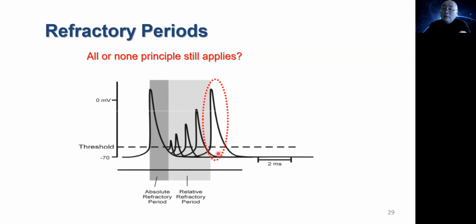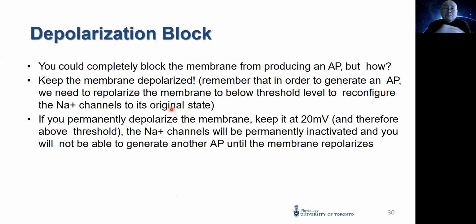And I'm hoping that you will understand why that all or none principle still applies. So can we generate an action potential? Yes. Is it smaller? Yes. Has it violated the all or none principle? I would argue that it hasn't. Maybe that's a topic that we can take up when we meet in person, online on Thursdays, or maybe you can come up with a better analogy than I have come up for you, but I'm hoping that it makes a little bit of sense.